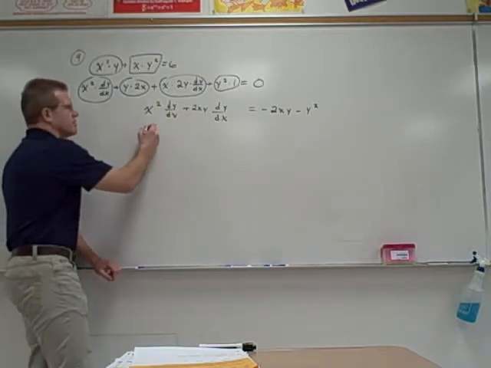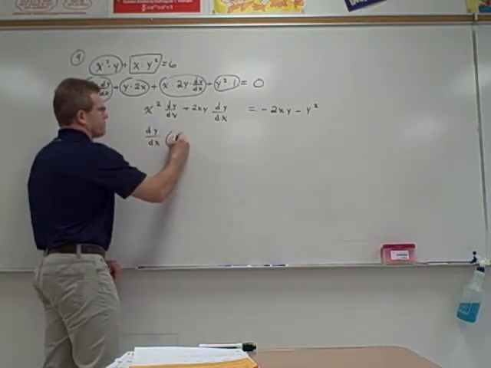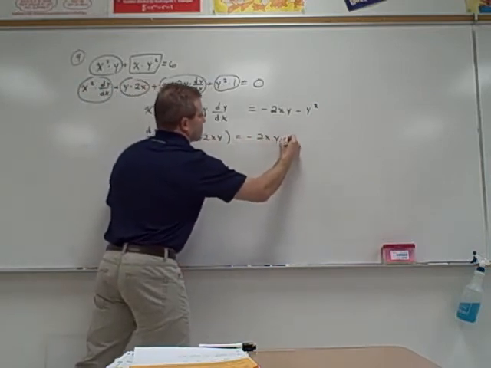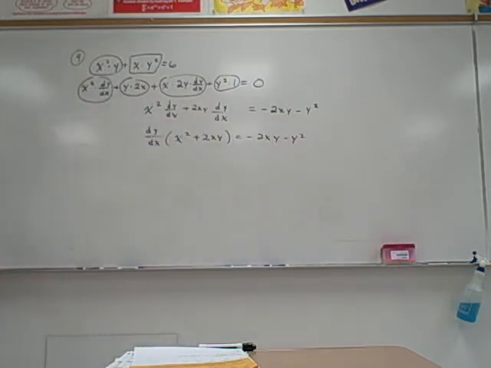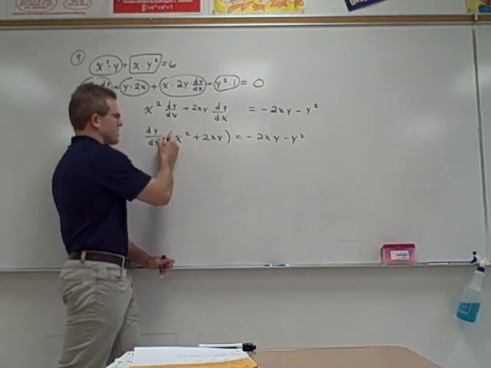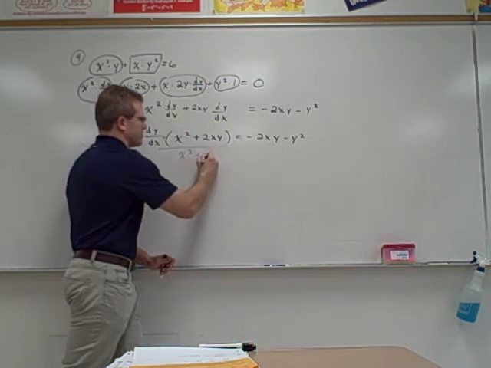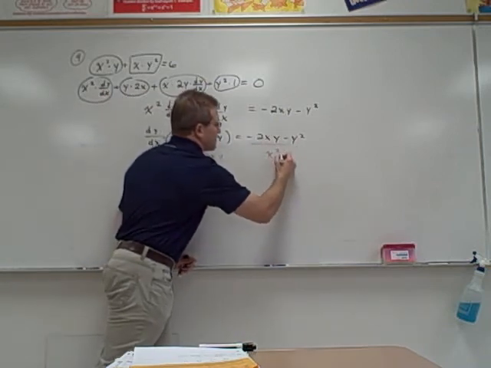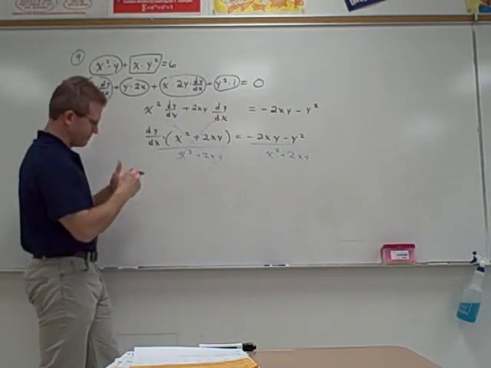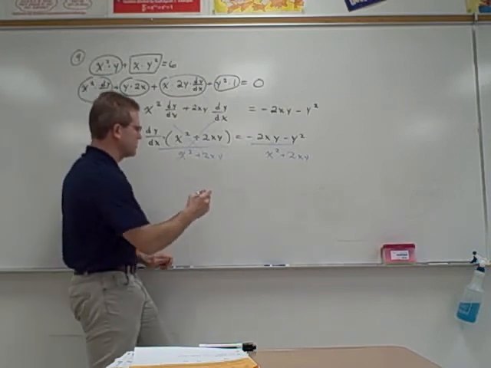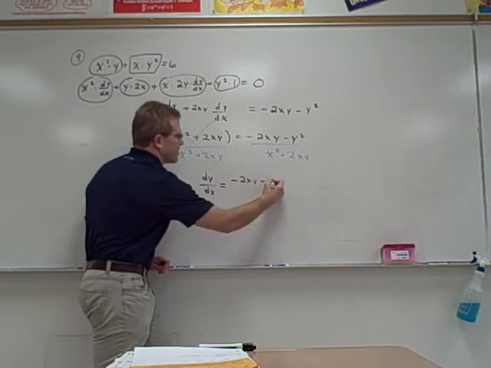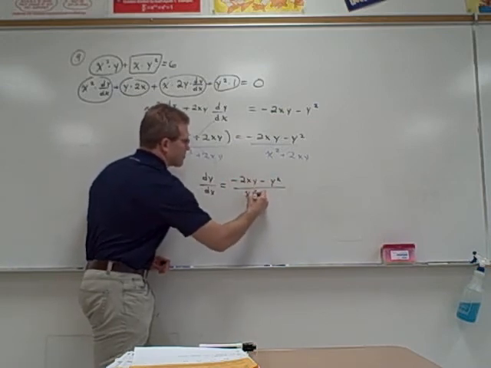Step 3 is to factor out the dy over dx out of all the terms on the left. That's step 3. Step 4 is to divide by whatever is left after you factor, because this is multiplication here, so we can get rid of this x squared plus 2xy by dividing on both sides. You cancel these. So the answer comes out to dy over dx equals negative 2xy minus y squared over x squared plus 2xy.